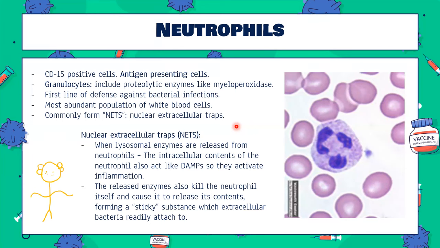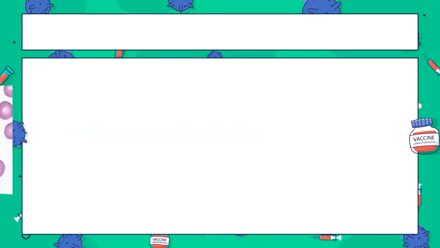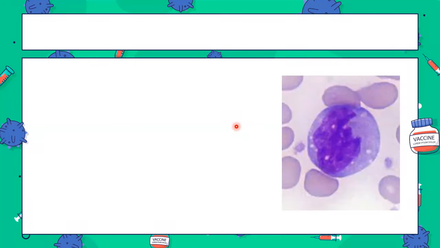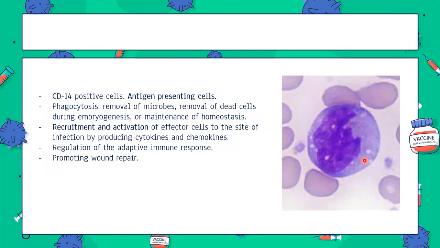All right, perfect. All right, next we have this type of cell. And looking at it here, it kind of looks like it has an open mouth. I don't know if I'm the only one that sees it, but that's what it looks like to me. So this is a CD14 positive antigen presenting cell. Its primary job is phagocytosis, which is basically eating up cells or debris. And it removes microbes, it removes dead cells during embryogenesis, and it maintains homeostasis.